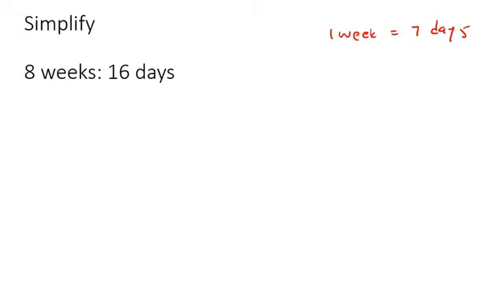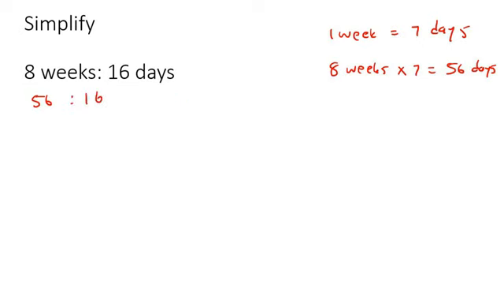So if we want to have 8 weeks, well, then you're just going to say multiply by 7, and that'll be 56 days. So we can say 56 days and 16 days. And then we can get rid of the days now, because those are exactly the same. And now we just do the same thing we've been learning about.